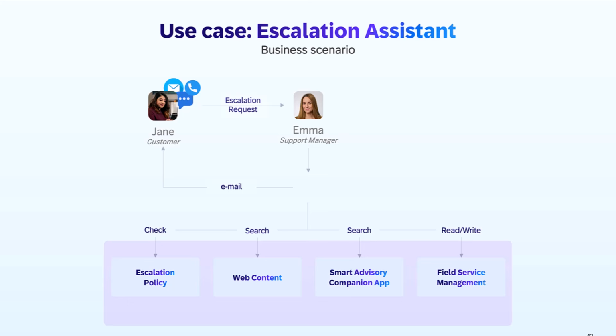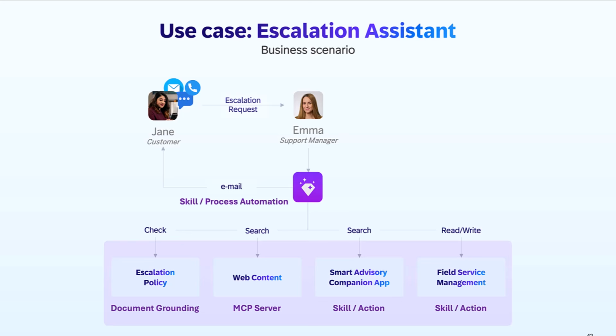Instead of manually performing these tasks, Emma asks help from the Escalation Assistant agent in Joule. Policy is checked using document grounding. Web search through MCP servers. Knowledge base search and incident ticket are handled through Joule skills. The summary email is sent by a process automation.